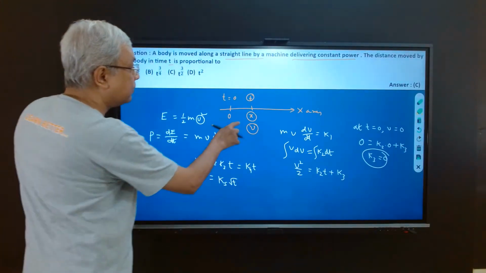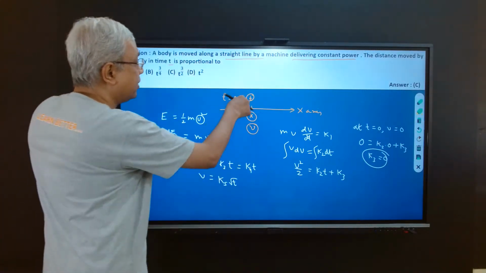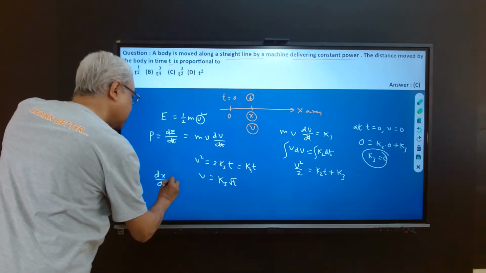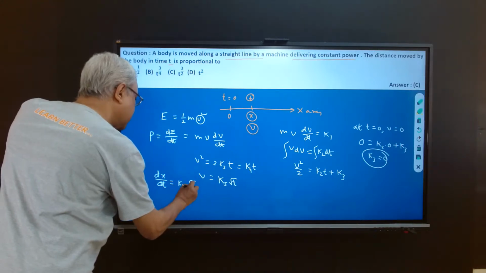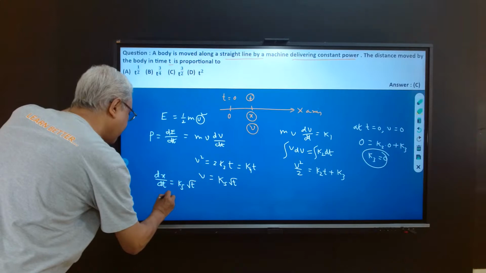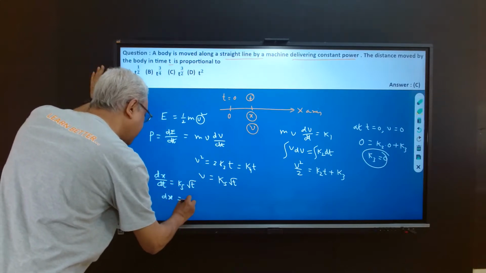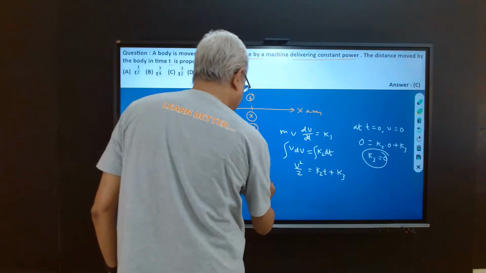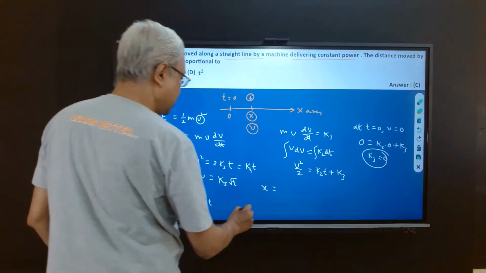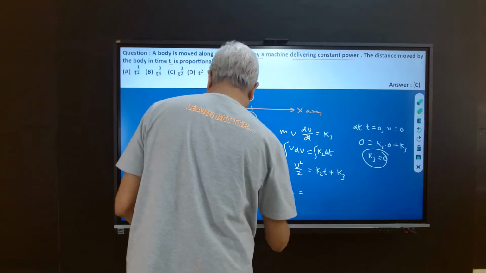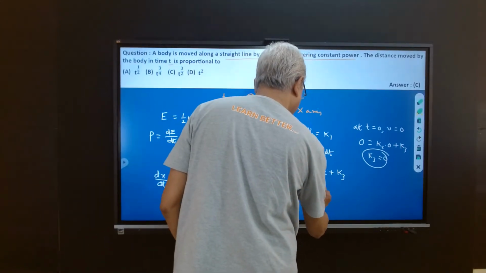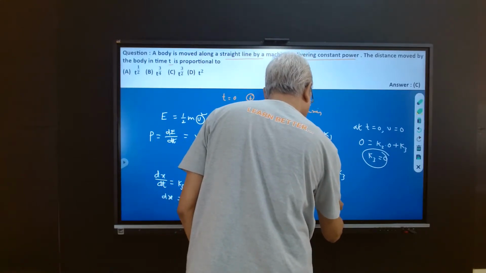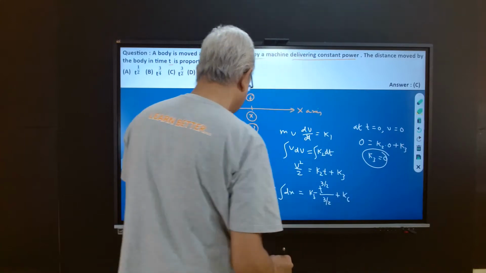But v is what? V is the instantaneous velocity of the particle at time t. So it is nothing but dx/dt. So dx/dt is k5 root over t. So dx is actually k5 root over t dt. So x, if I integrate this, integration of dx is actually k5 t to the power 3 by 2 divided by 3 by 2 plus another constant k6, the integration constant.